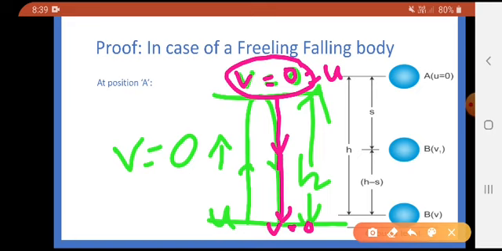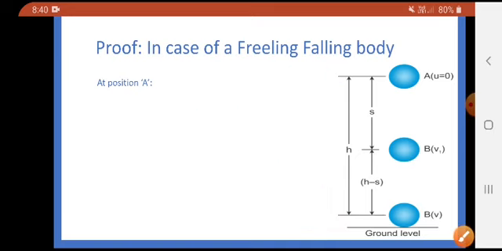So it is moving with a 0 initial velocity. No one is pulling or pushing. It is coming down due to the gravitational pulling force only. Its initial velocity is 0 at maximum height. That type of bodies are called freely falling bodies.